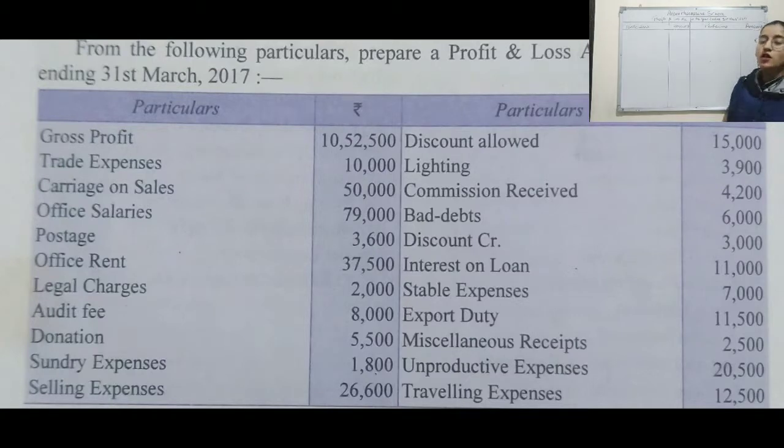Today in this session, we'll be discussing some practical questions based on P&L account. We have already studied the concept of profit and loss account in the previous video. So today we'll be solving the practical question based on P&L account. As we know, P&L account is a nominal account, which means on the debit side we will record all the expenses which are indirect expenses, and on the credit side we record all the income according to nominal account rule.